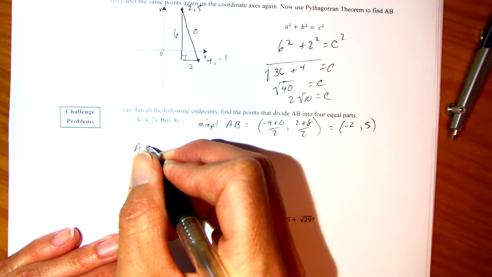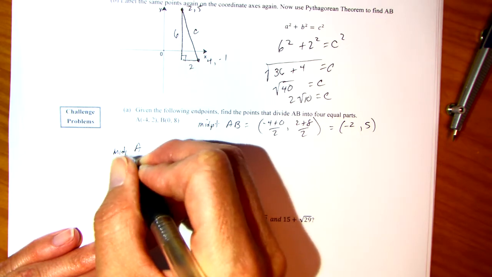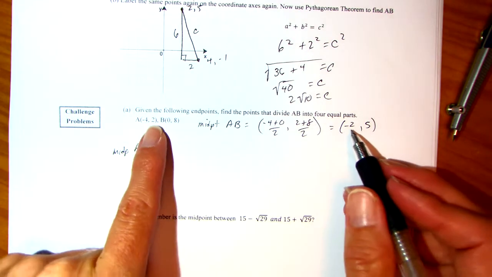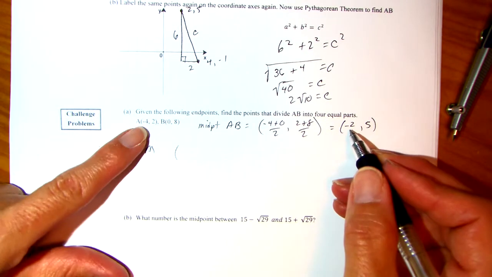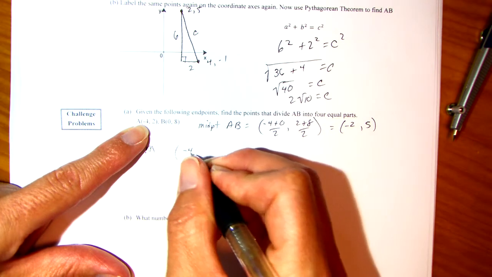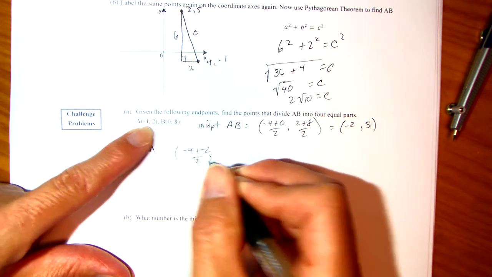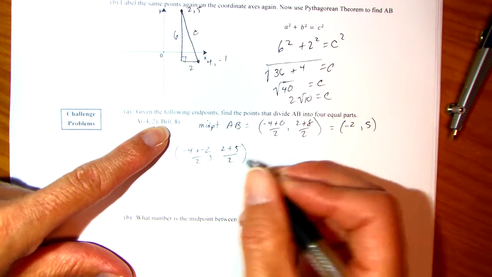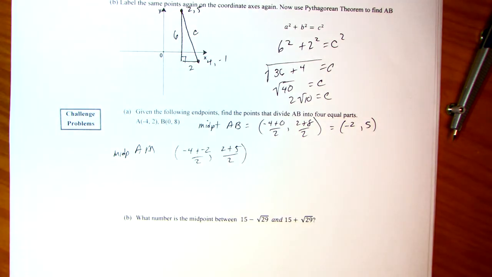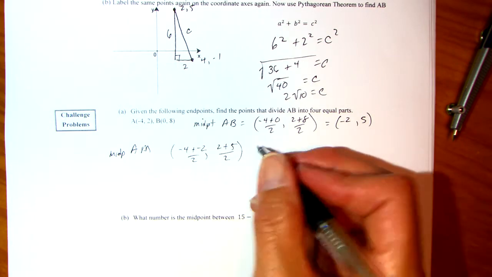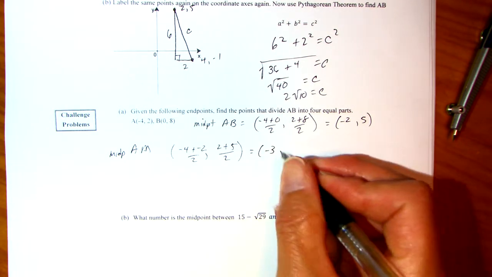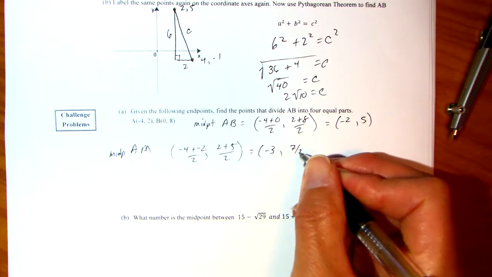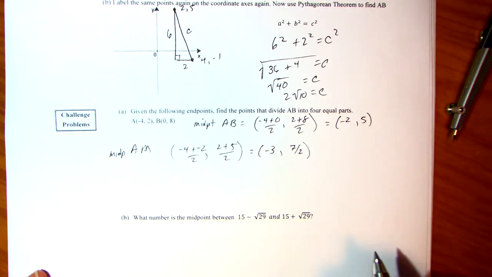Now, go from A to your midpoint. We'll call that AM, the midpoint of AM. That's from A to our midpoint. So that means we're going to take these 2 points. We have -4 plus -2 over 2, and 2 plus 5 over 2. So -4 plus -2 is -6, divided by 2 is -3. 2 plus 5 is 7, divided by 2, just leave it as 7/2. If you really want to change that to a mixed number, go ahead.